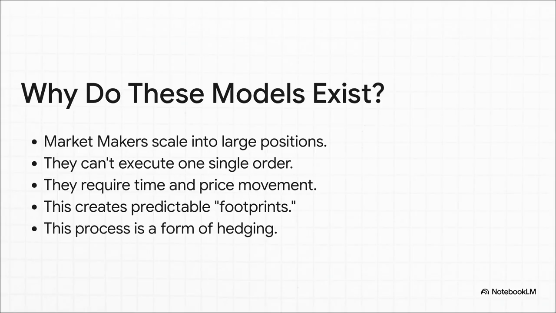The big players, the market makers, they can't just slam a button and buy $1 billion worth of something. The market would go haywire. So they have to be clever. To build a huge long position, they actually have to sell short at the same time to balance their risk and create liquidity. This whole process is a form of hedging. And this balancing act, well, it forces them to leave behind these super predictable footprints in the price action. And our job is to learn how to read them.